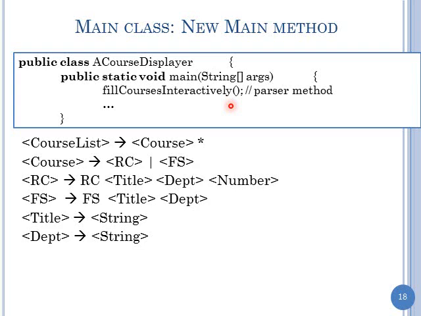And based on that, maybe we can have some general rules for getting methods from a grammar. Because that would be great, right? I've already given you a grammar. If from that grammar you can derive your parser structure, things are easier for you. So what kind of methods might I have? I'm not going to have one big fill courses interactively method. I'm going to have that method call other methods. What's an example of a method I might have there?